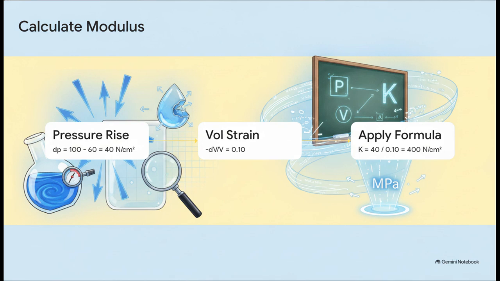Let's actually run the numbers on a practical problem so you can see how this works step by step. Imagine a liquid's pressure increases from 60 to 100 newtons per square centimeter, and that causes its volume to decrease by 10%. Step 1, our increase in pressure, or dP, is 100 minus 60, giving us 40 newtons per square centimeter. Step 2, our volumetric strain is 10%, so that's 0.10. Step 3, we apply the formula we just learned. K equals 40 divided by 0.10, which gives us 400 newtons per square centimeter. When we convert that into standard engineering units, it equals exactly 4 megapascals. See? Step by step, the math flawlessly maps right onto the physical reality.